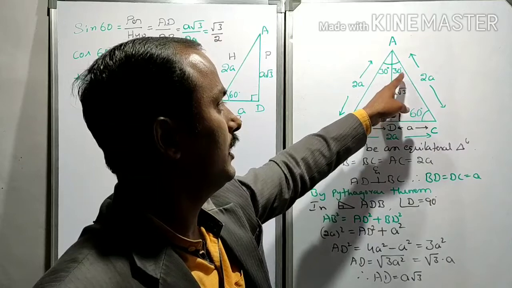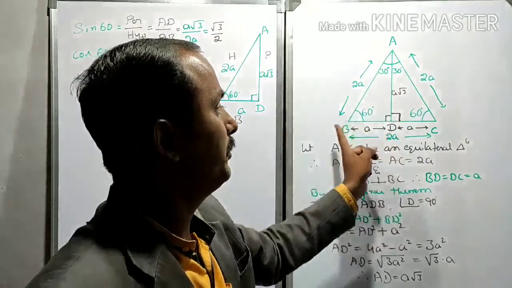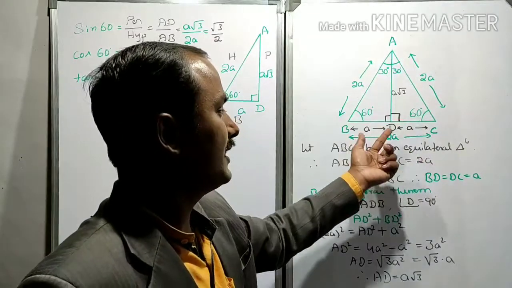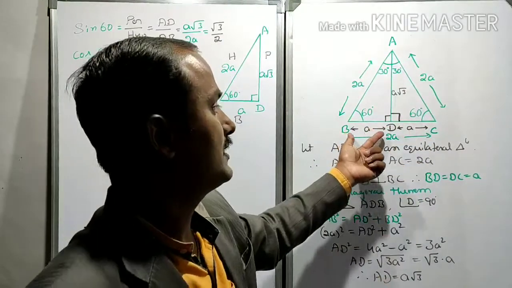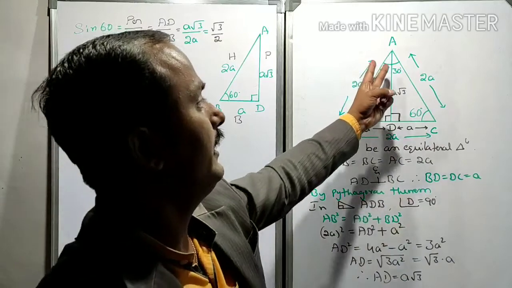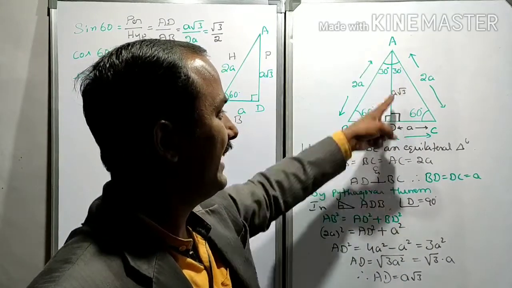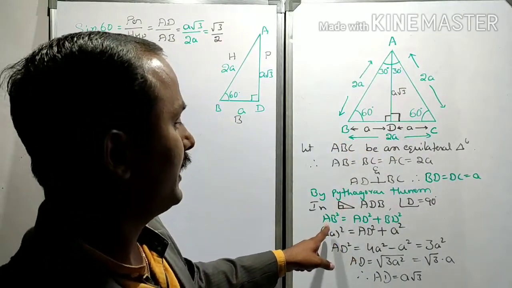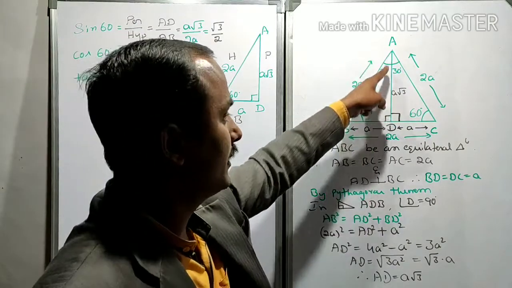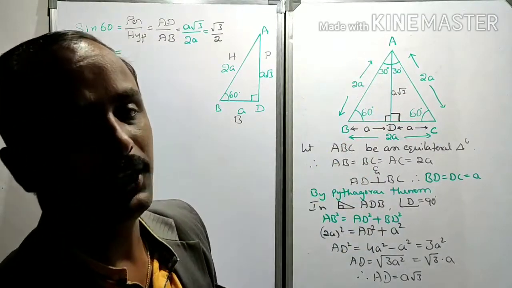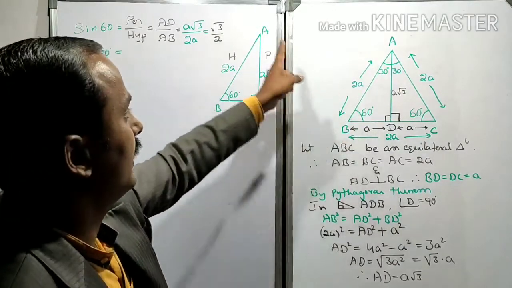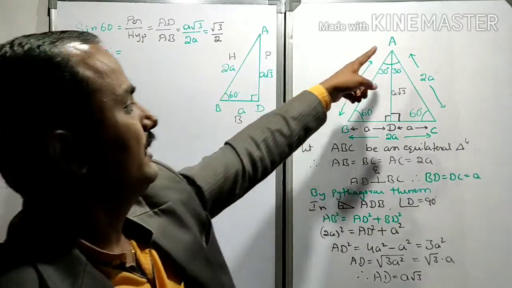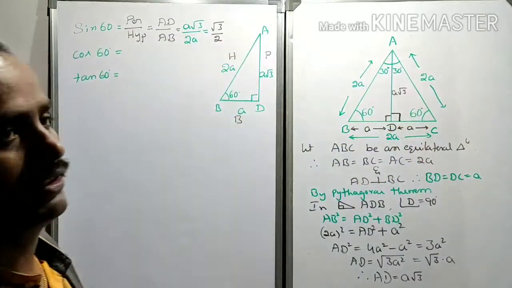Why we got 30, 30: I draw a perpendicular from A to BC. That perpendicular bisects the side BC equally, A and A. BD length is equal to DC length. I take here one right angle triangle, that is ADB. In the right angle triangle ADB, I find the length of AD. That AD length is A root 3. Now, once again, in that right angle triangle ADB, ADC is also the same right angle triangle.